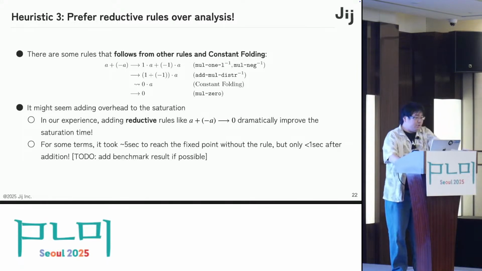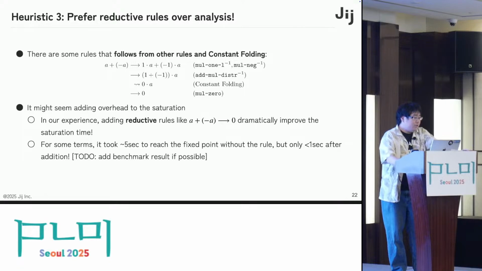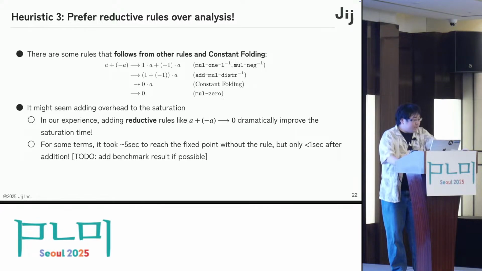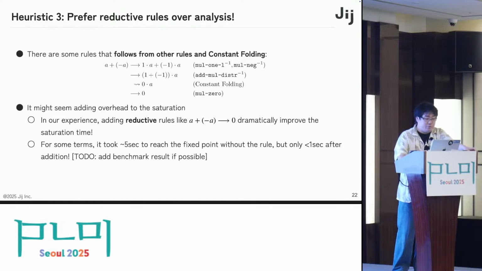It might seem like adding overhead to the saturation, but in our experience, adding reductive rules like this dramatically improves the saturation time. And we didn't have time, so we couldn't add the benchmark result here. But for some terms, in our experience, it took approximately 5 seconds to reach the fixed point without the rule, but only less than 1 second after adding such reduction rules.